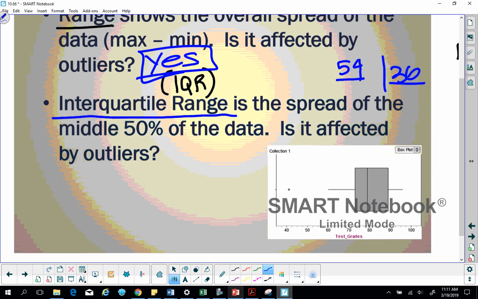What about interquartile range? That means from here to here. Is this affected whether I have that guy or not? No. So the IQR is not affected by outliers. The regular range is affected by outliers, but the interquartile range is not.